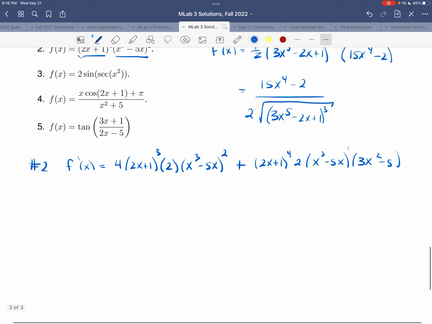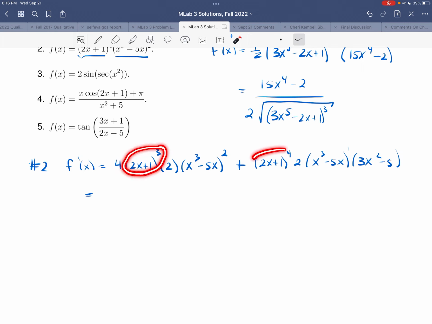So at the very least, you can move the 2 over here. If you got this far in your lab and put the 2 there and combine things, that's fine. If you want to keep going and actually factor, let's take it one more step just for learning purposes here. Notice I've got a 2x plus 1 to the 3 here and then to the 4 there, so we share those factors. I share this factor as well. I share a 2. So I can pull a lot of stuff over, and I want to pull out all that I can. I can pull out a 2, a 2x plus 1 cubed, and a x cubed minus 5x.